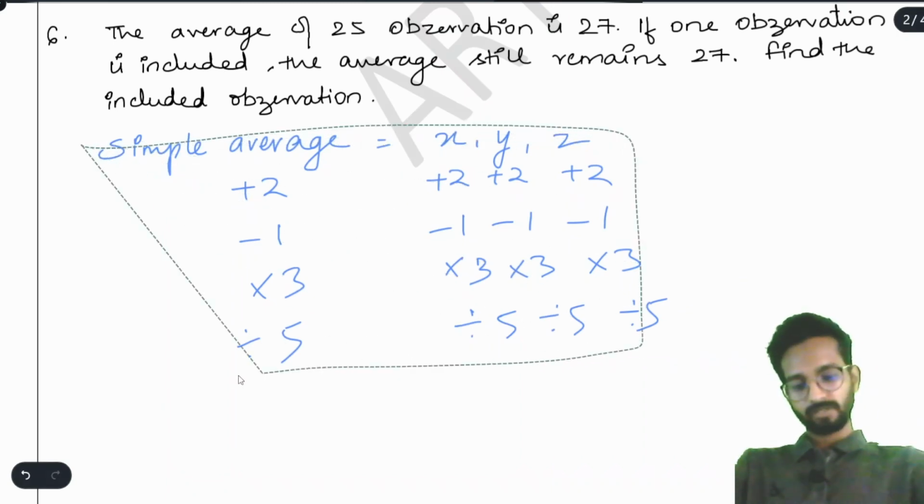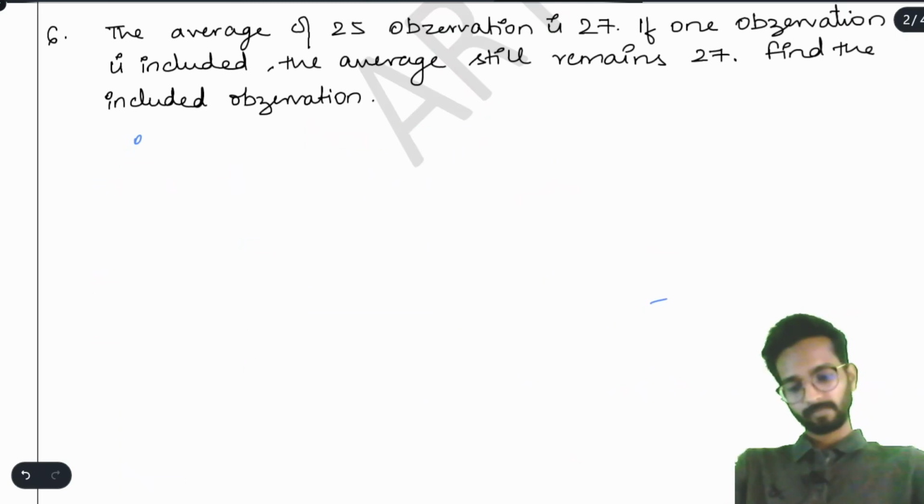Because what is the question saying? Read it very carefully. It says that even after you add, the average of 25 observations is 27. If one observation is included, the average still remains 27. It means I can say that you have included whatever number, it is not affecting the average. Understood?